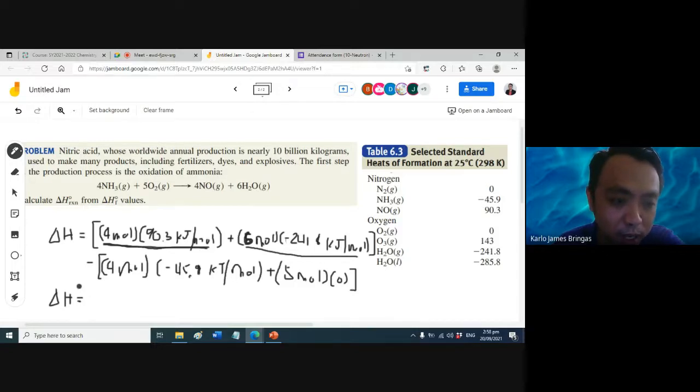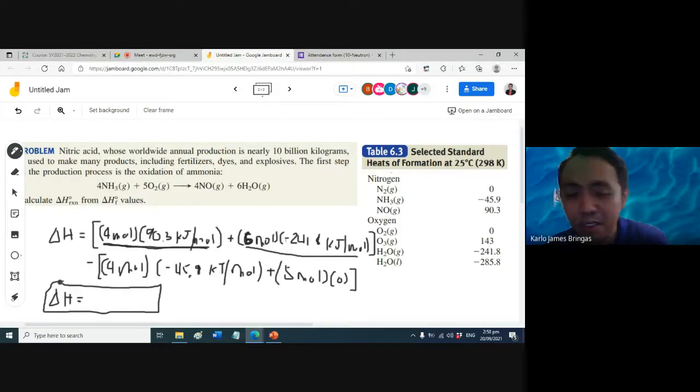Please excuse the ugly handwriting. It's very difficult to write using a trackpad. So how much will be our delta H in here?